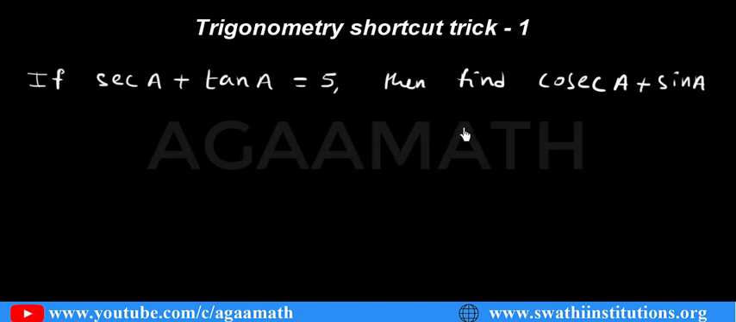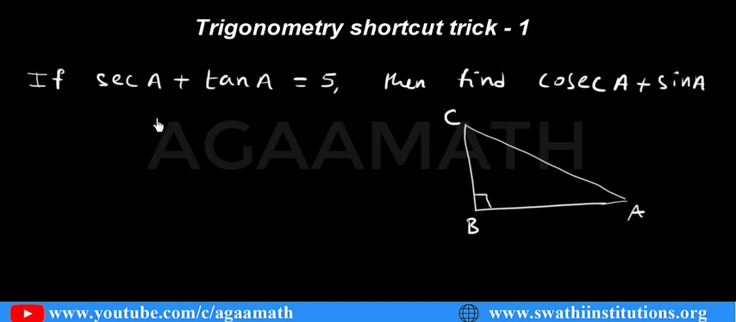First of all, to solve this, you should have an idea about the right angle triangle. We all know that in trigonometry we use right angle triangles to solve the questions. So here I have taken a right angle triangle ABC. Whenever you get this type of question, like secant A plus tan A equals 5, or secant A plus tan A equals any numerical value or a variable, there is nothing to worry.